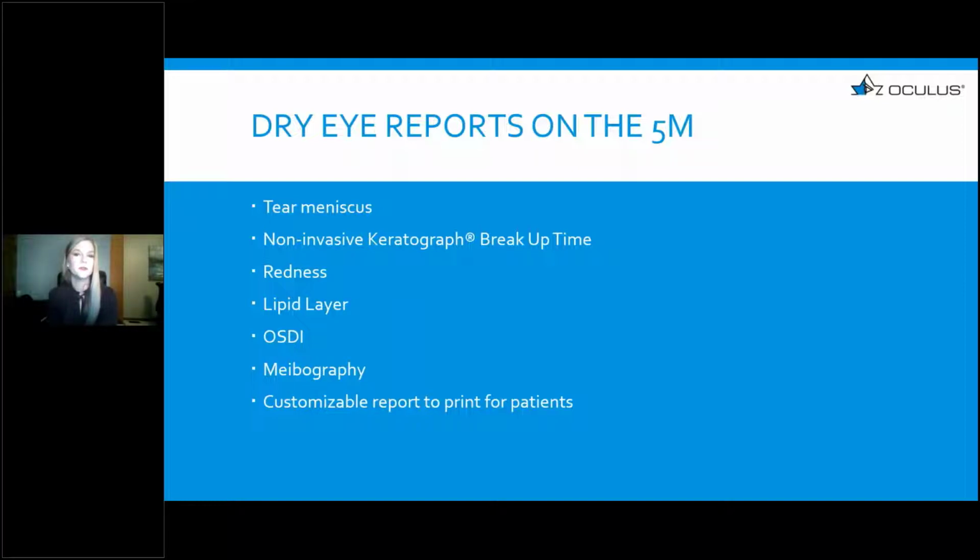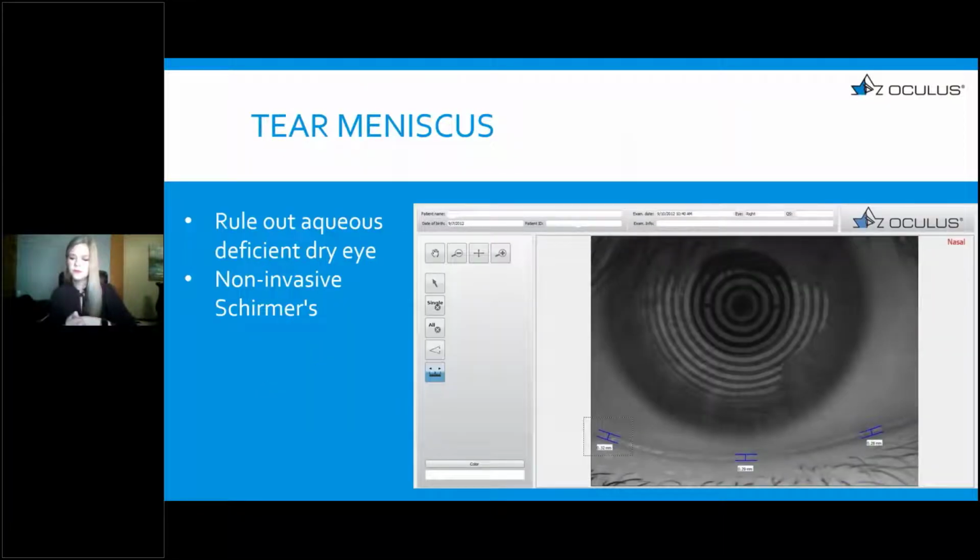It's going to look at a redness scale. It's also going to look at the lipid layer of their tear film. You're also going to do an OSDI score and actually input it into the system. You'll do mammography. And then the great part too is that there's a great customizable report that you can print out for your patients so that they can take something home and actually remember what you told them at their dry eye exam.